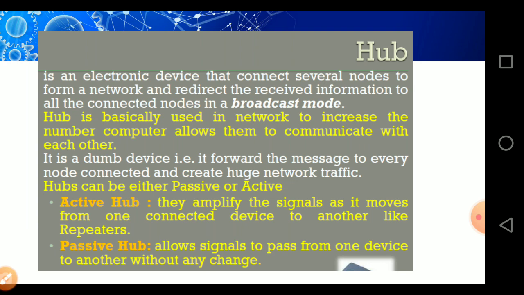A hub is basically used in a network to increase the number of computers and allow them to communicate with each other. Hubs can be divided into two types: active hub and passive hub. An active hub amplifies the signals as they move from one device to another. A passive hub allows the signal to pass from one device to another without any change. That's the difference between an active hub and a passive hub.